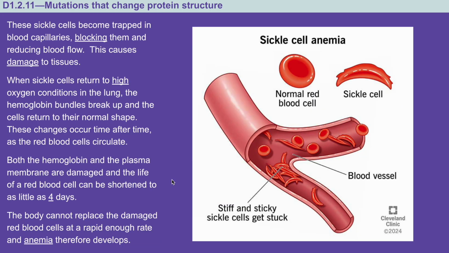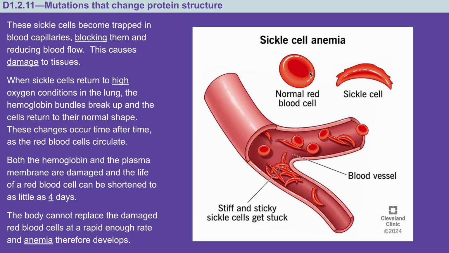Now, the consequences of this sickling is that these sickled red blood cells become trapped in blood capillaries, which blocks them, reduces blood flow, which causes damage to tissues. Now, when sickle cells return to the high oxygen conditions in the lung, the hemoglobin bundles break up, the cells return to their normal shape.